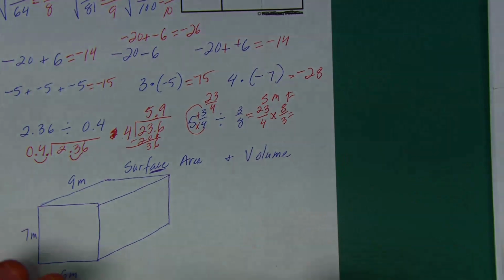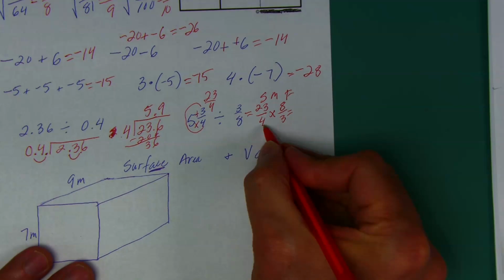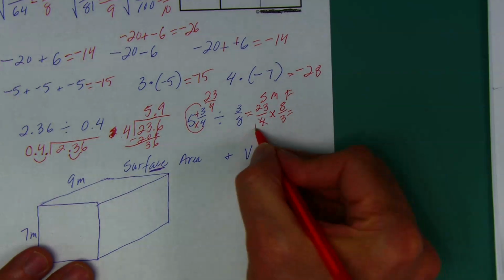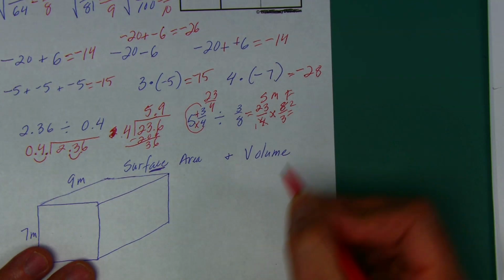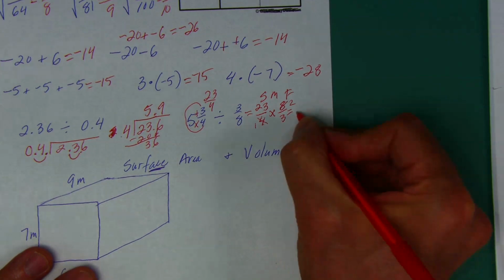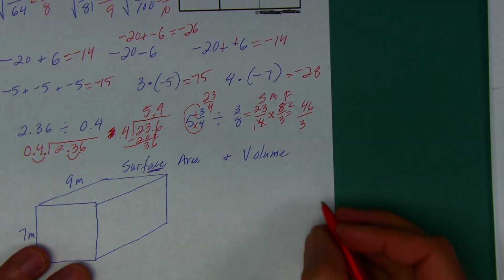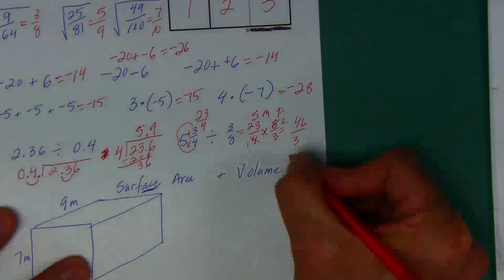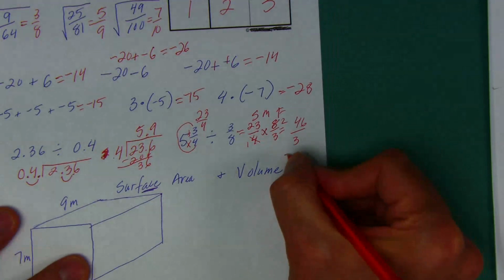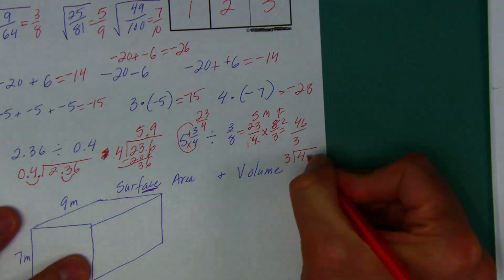Now I'm going to simplify before I start because 4 goes into 4 once and it goes into the top over here twice. 2 times 23 is 46 and 3 times 1 is 3. Now I know that 3 goes into 46 15 times because 3 times 15 is 45.